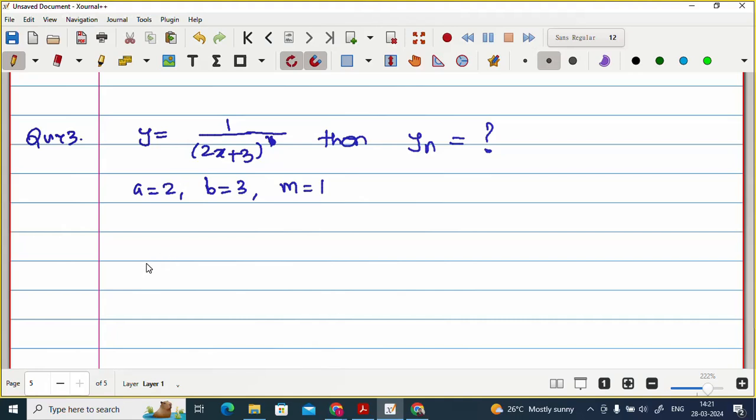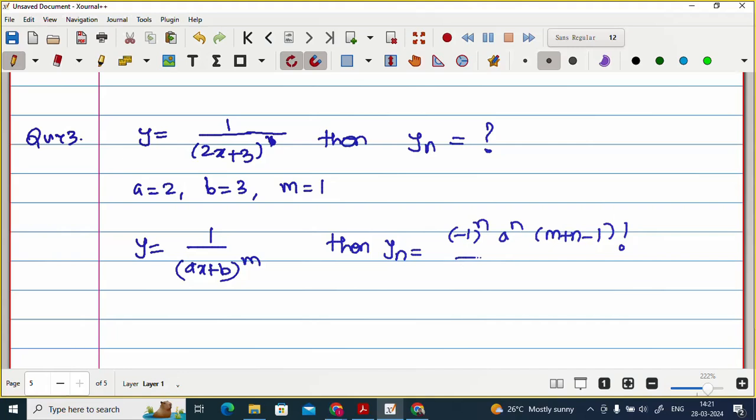Either you can use the fourth formula or the fifth formula. Fifth is a special case of the fourth formula. So if I have the function y equal to 1 upon ax plus b raised to m, then for that yn is given by minus 1 raised to n, a raised to n, m plus n minus 1 factorial, divided by m minus 1 factorial into ax plus b raised to m plus n. So always write down the formula again and again for every new example, so that you can remember the formula.